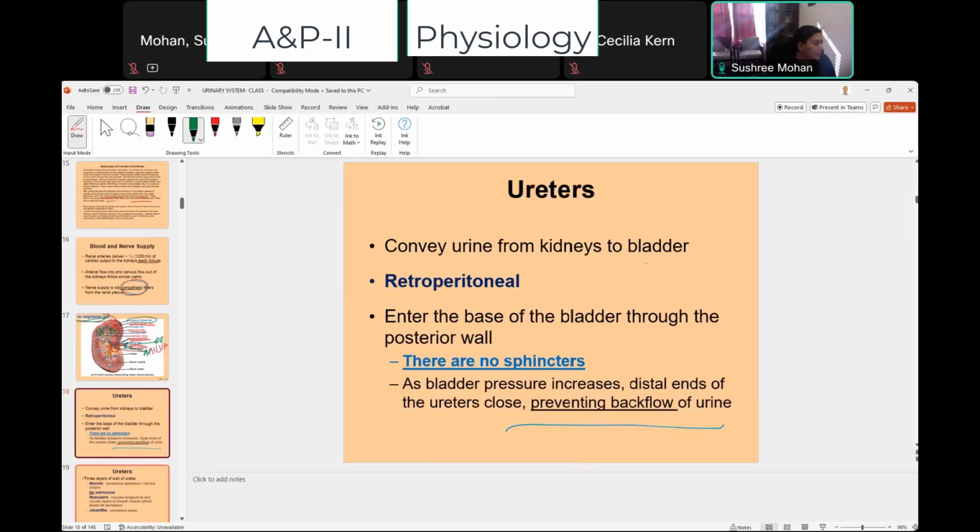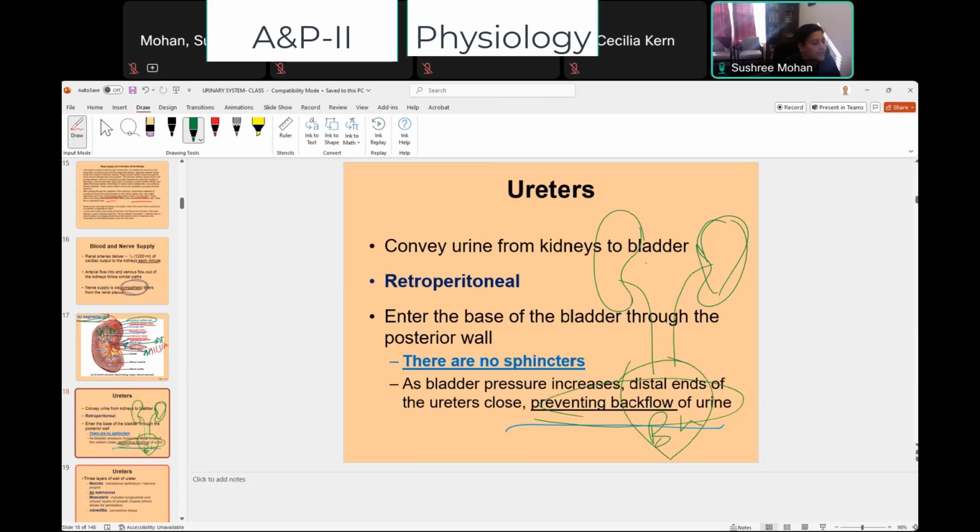Okay, so now urine is formed in the kidneys, and then it has to move down through the ureters into the bladder, and the ureters are also retroperitoneal in position. That means behind the peritoneum, and they enter the bladder. There are no sphincters. As the bladder pressure increases, distal ends of the ureters close, preventing the backward flow of urine. So kidneys, ureters coming down into the bladder.